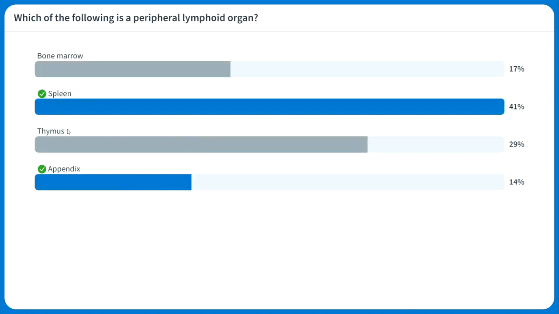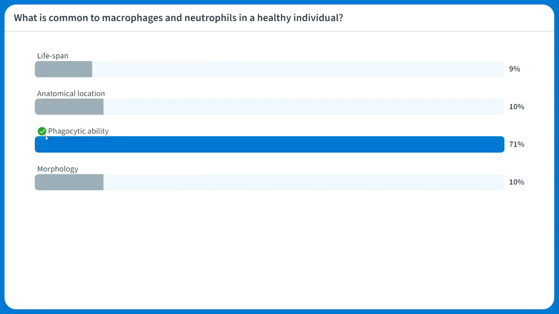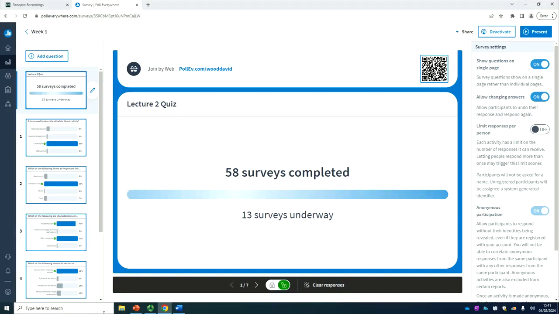Which of the following is a peripheral lymphoid organ? So the spleen and the appendix. The bone marrow and the thymus, if you remember from Monday, are actually the primary lymphoid organs. And what is common to macrophages and neutrophils in a healthy individual? It is, of course, phagocytosis. Okay, so that looks really good.